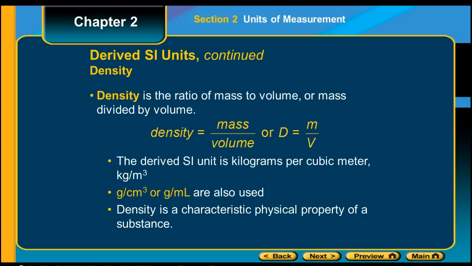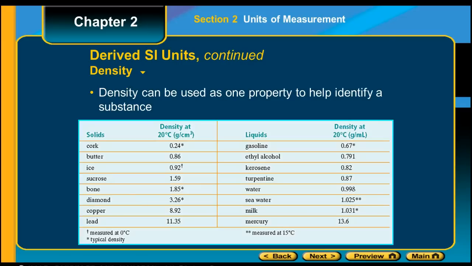Density is a characteristic physical property of the substance. It doesn't matter how much of a particular substance you have, you will get the same density. So if you have a small chunk of gold versus a big chunk of gold, the density will be the same. Here are some densities. You can identify a substance based on its density. If you measured some liquid and the density ended up being 0.82, you could look on this chart and recognize that it would be kerosene. Often they will have you measure the mass and volume of a substance and calculate the density, and then you can see what substance it is.